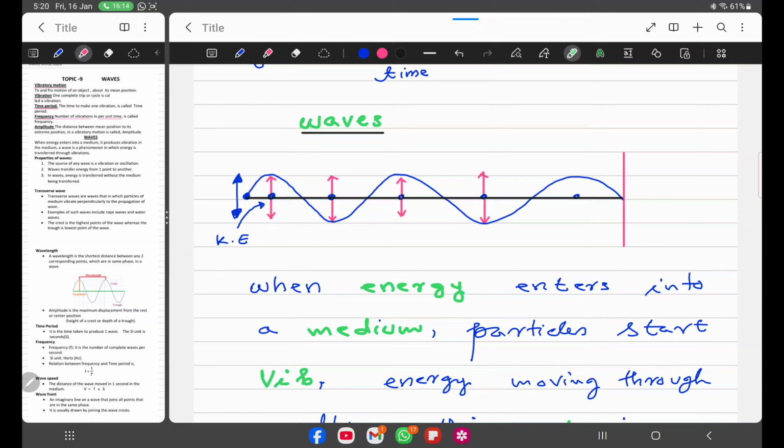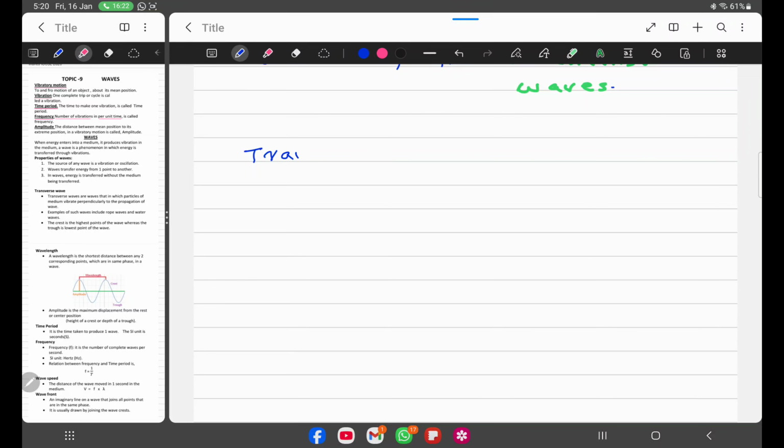And you know, there are different types of waves. Mainly there are two types of waves: number one, transverse wave; number two, longitudinal wave. Usually we study longitudinal wave in the chapter of sound, but right now I am giving you just the definition.